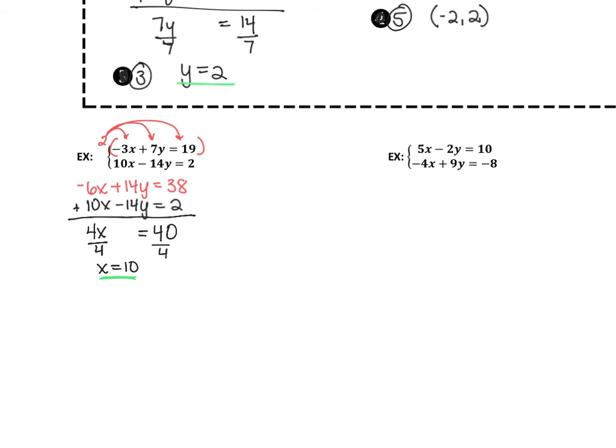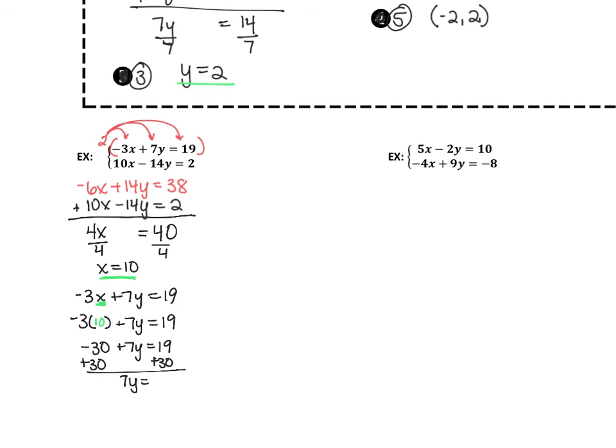It does not matter which one. So let's just choose that top one. Negative 3x plus 7y equals 19. And remember, we want to replace the x with 10. So we get negative 3 times 10, replacing the x with 10, plus 7y equals 19. So negative 30 plus 7y equals 19. Add 30.